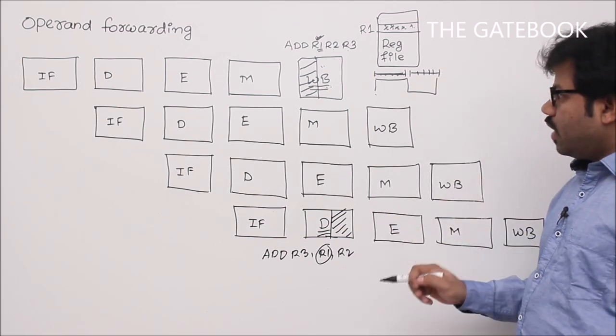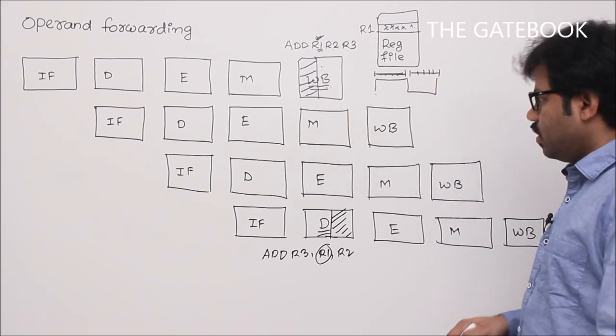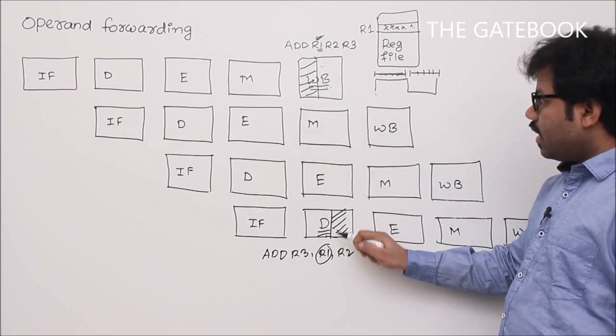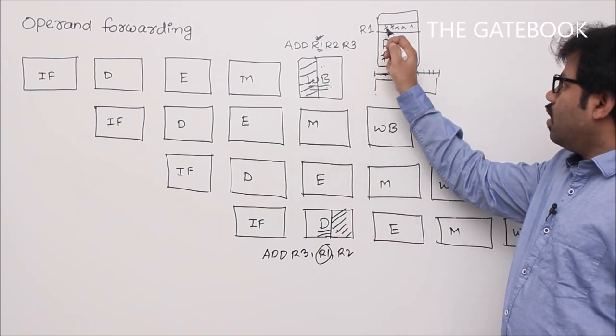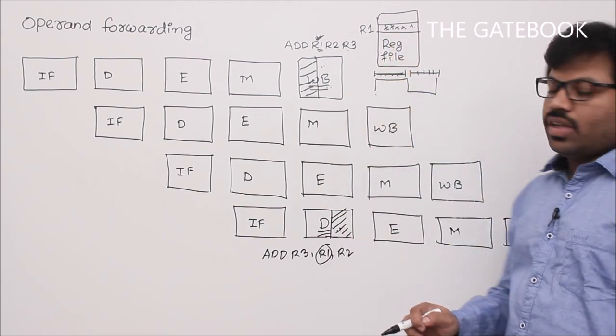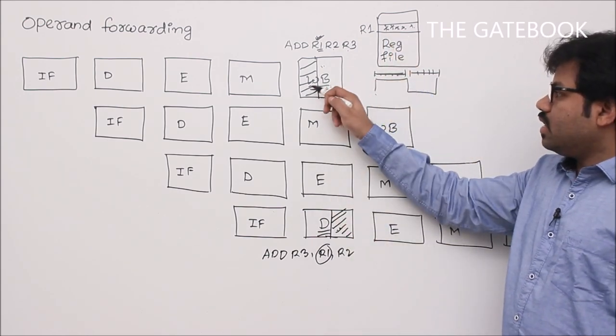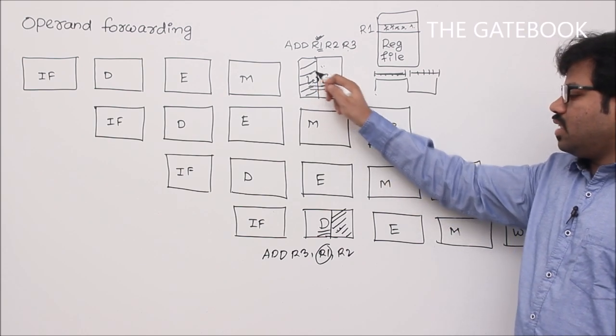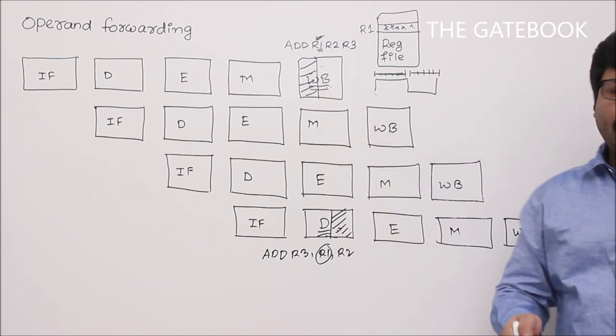Okay, so if you do that, see, this picture clearly explains it. In the same clock cycle, in the first half I will be writing, and in the second half I will be reading, so that the data which is written by the write back stage will be taken. There will not be any problem.